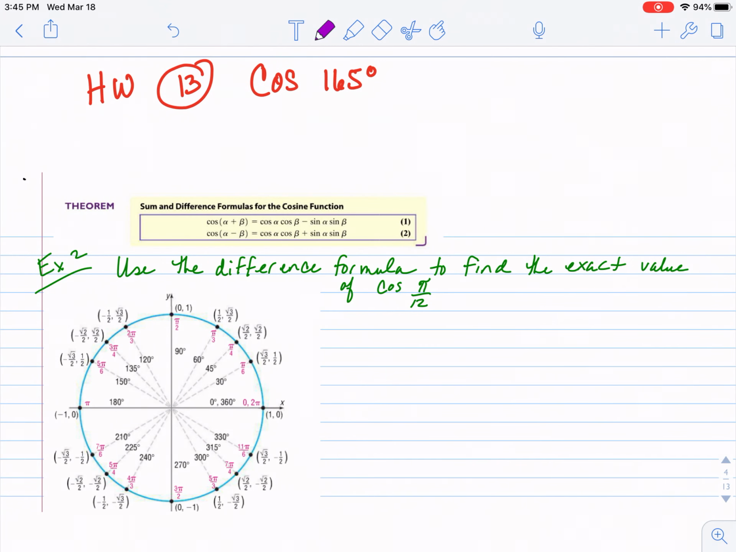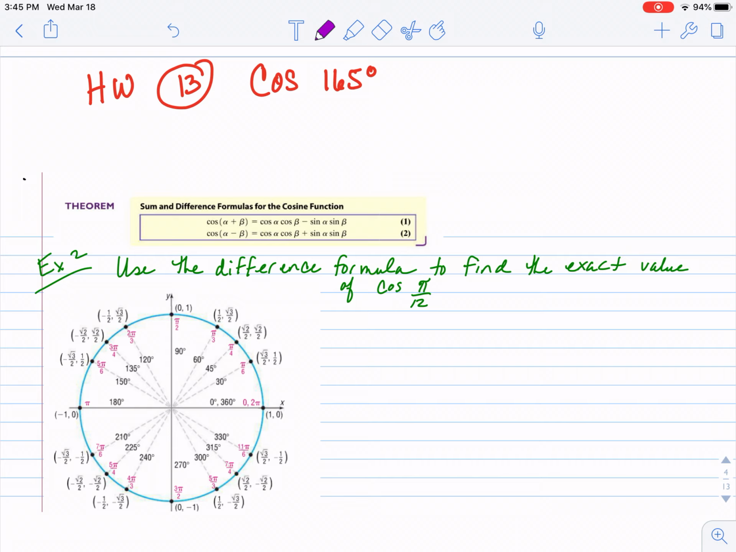Okay guys, I am now going to finish up chapter 7-5. So you should be on those 7-5 part 1 notes still. I'm on page 4. First thing I want to do is do this homework problem that you had to do last night. It's number 13.